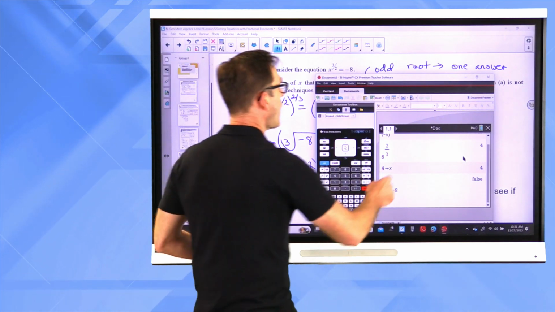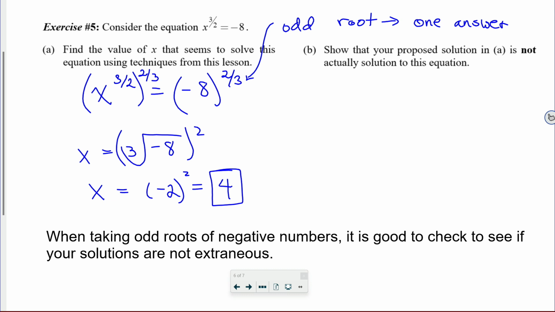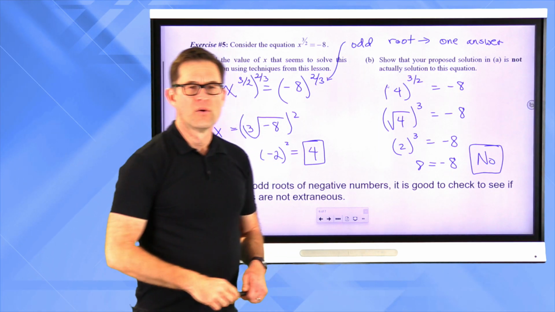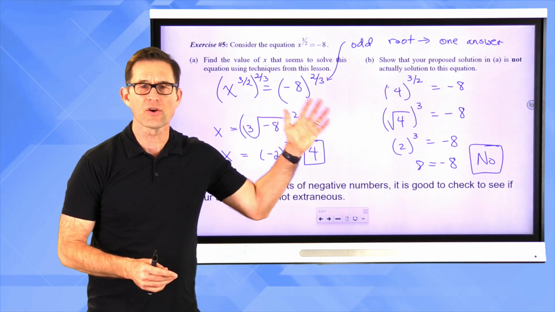But let's take a look at why, with a hand check here. So we've gotten 4. So the question is, is 4 to the 3/2 equal to -8? Well, that would be the square root of 4 cubed equaling -8, and that would be 2 cubed equals -8, and that would be 8 equals -8? And that is absolutely no. It's false.